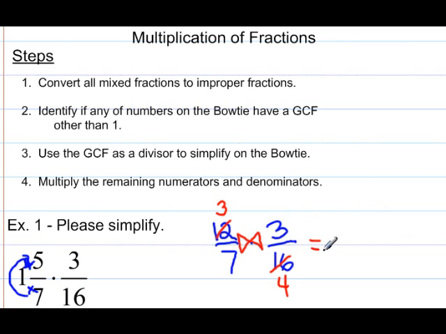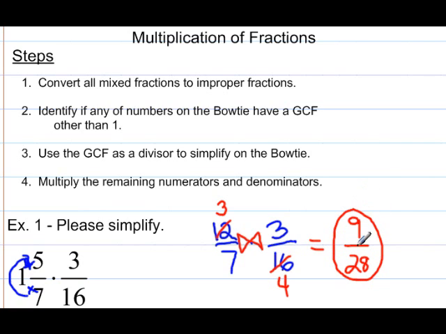Now, last thing here is multiply the remaining numerators and denominators. Well, the numerators are 3 times 3, which is 9, and 7 times 4, which is 28. And that is your final answer.